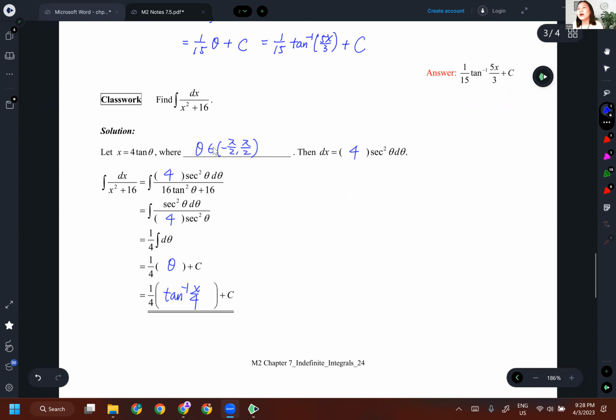Now, anyway, if you don't write this, it's not the end of the day. If you don't write this, that's fine. But you have to write this because this is the substitution part. And then you do the substitution, you simplify, you get the integration. And then you replace theta with the inverse function. Okay.